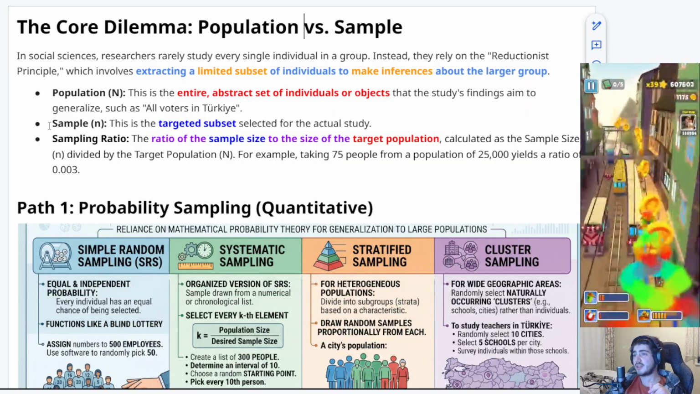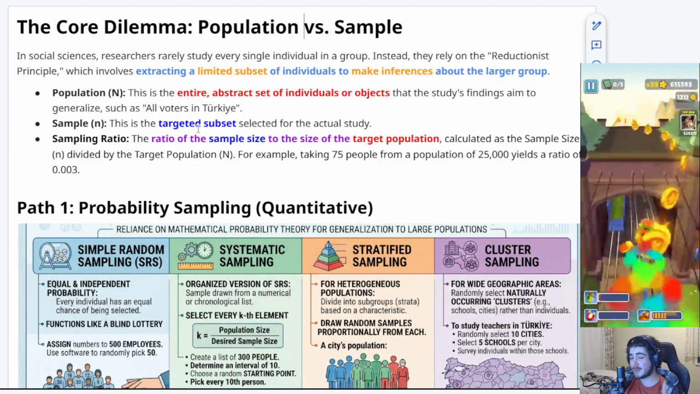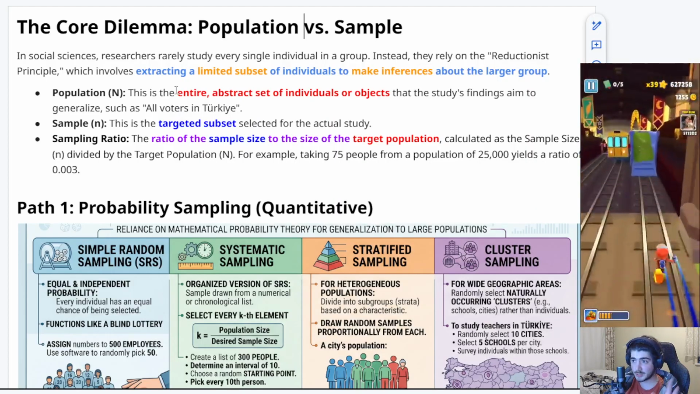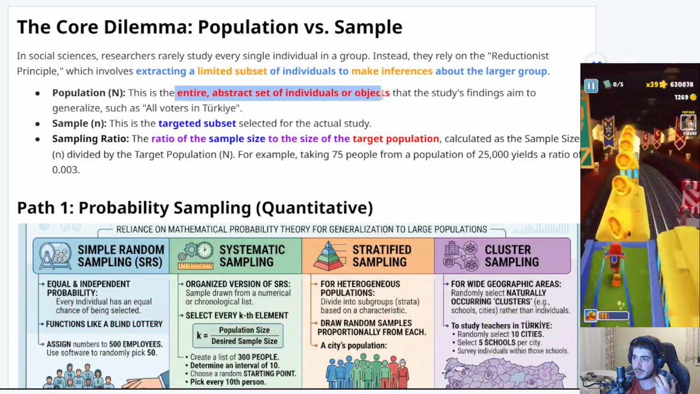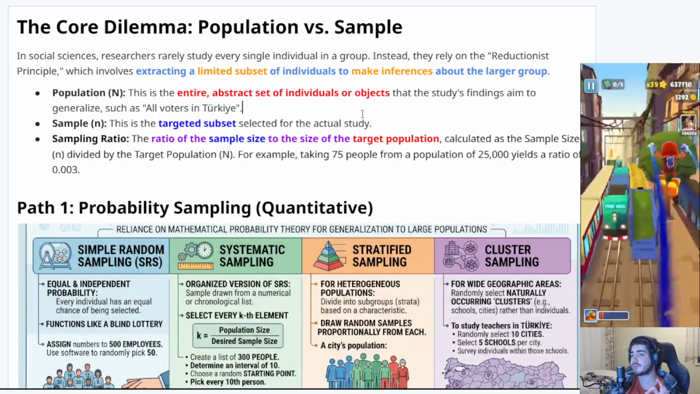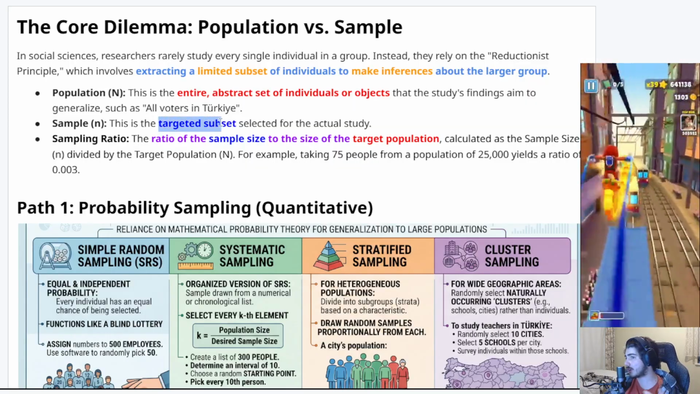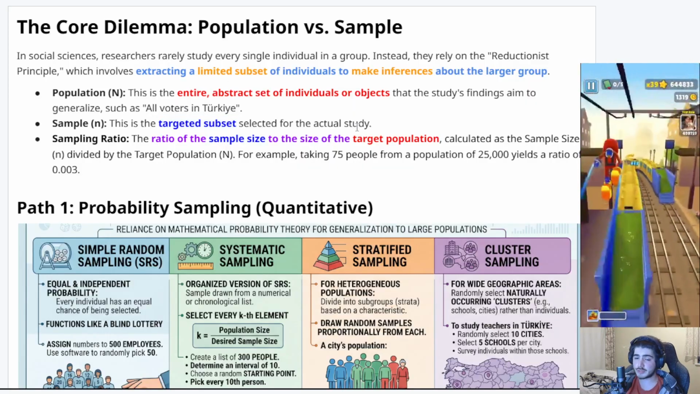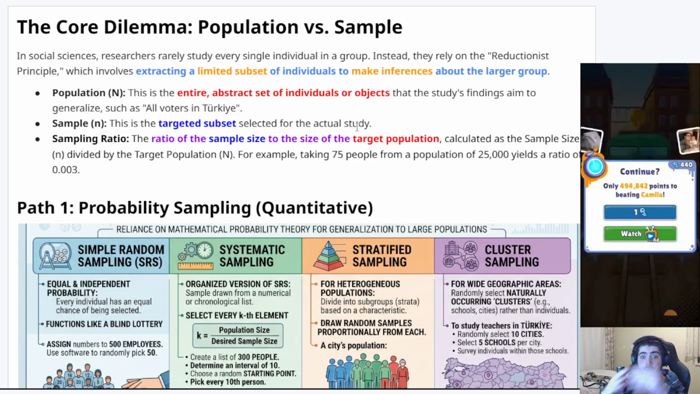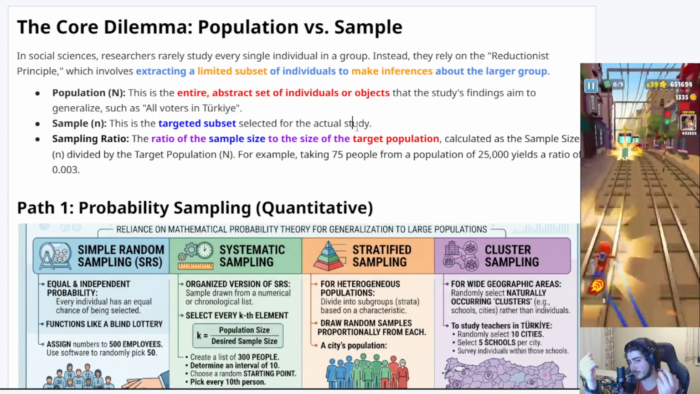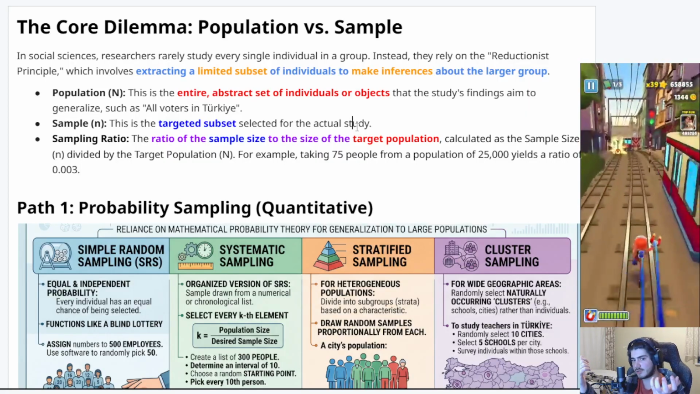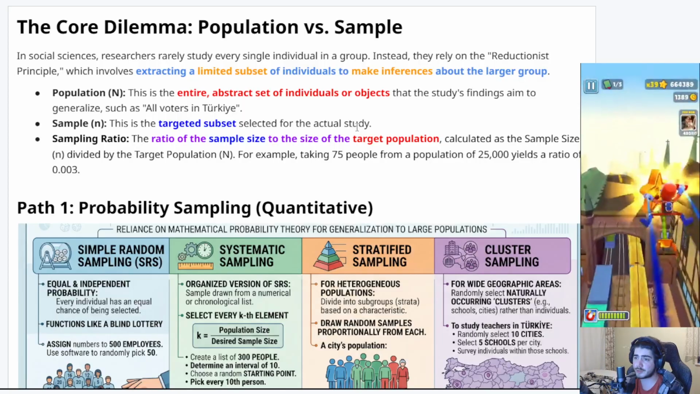Great. Let's check out the differences between a population and a sample. What is a population? As we previously discussed, it's the entire abstract set of individuals or objects that the study is trying to look at. Whereas the sample is a targeted subset selected for the actual study. Now, because we cannot access all of humanity at once, which is our population, for example, we use a sample of that population to make inferences from.